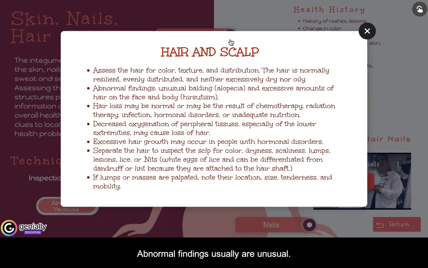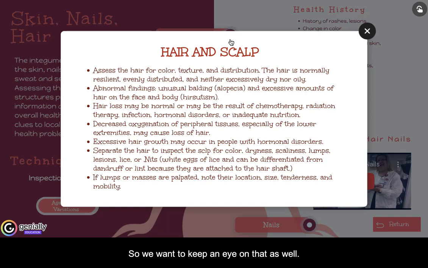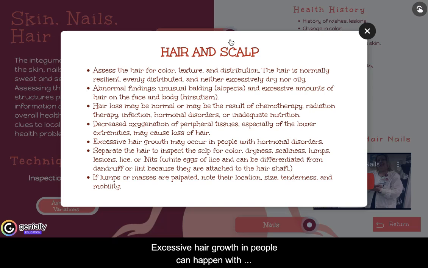Abnormal findings usually are unusual balding, we call that alopecia, and excessive amounts of hair on the facial and body, hirsutism. It's called hirsutism. Hair loss could be normal, maybe the result of chemotherapy, radiation therapy, infection, normal hormonal disorders, or inadequate nutrition. Decreased oxygenation of the peripheral tissues, especially the lower extremities, can cause a loss of hair too. So we want to keep an eye on that as well. Look at their lower extremities, see what their hair distribution is like. Excessive hair growth in people can happen with hormonal disorders.